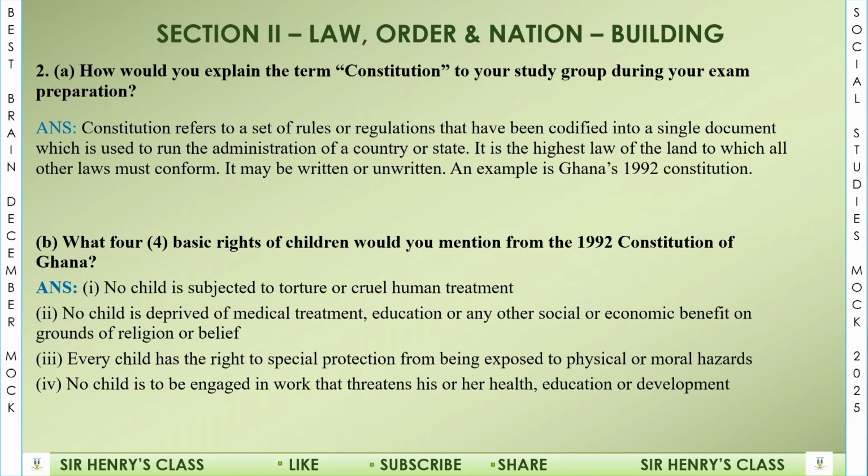Anytime you are given these points or when you are listing these points, it is advisable that you continue on where all these points end. So when you take, for example, no child is subjected to torture or cruel inhuman treatment, you then write something small on why no child should be subjected to torture and inhuman treatment. So you can add that this would ensure that the child's mental and emotional health is stable. Something like that. Thank you.